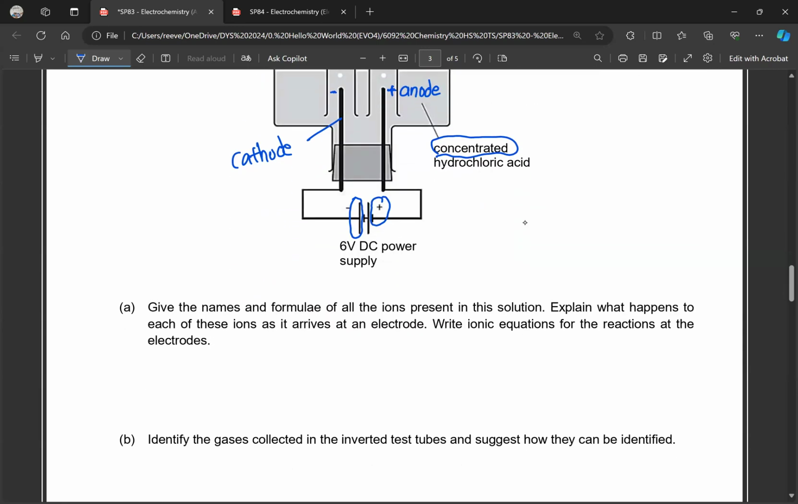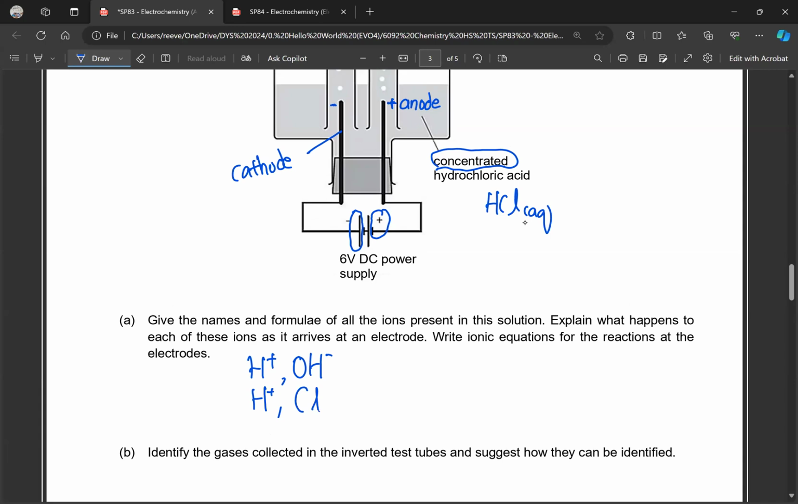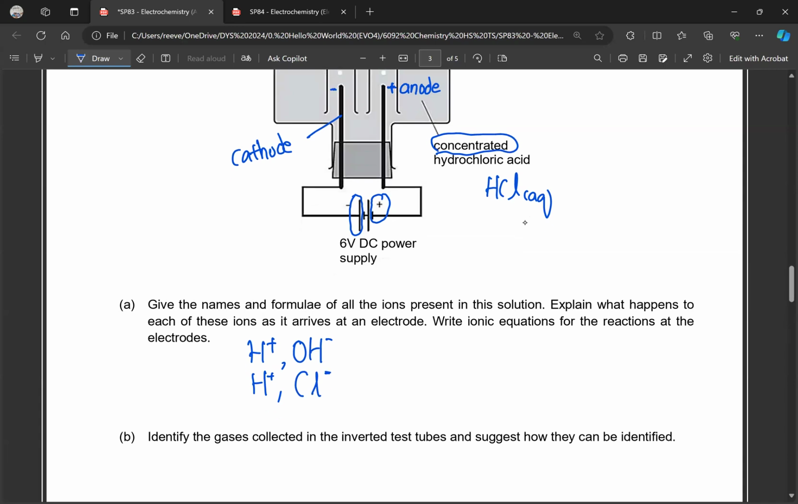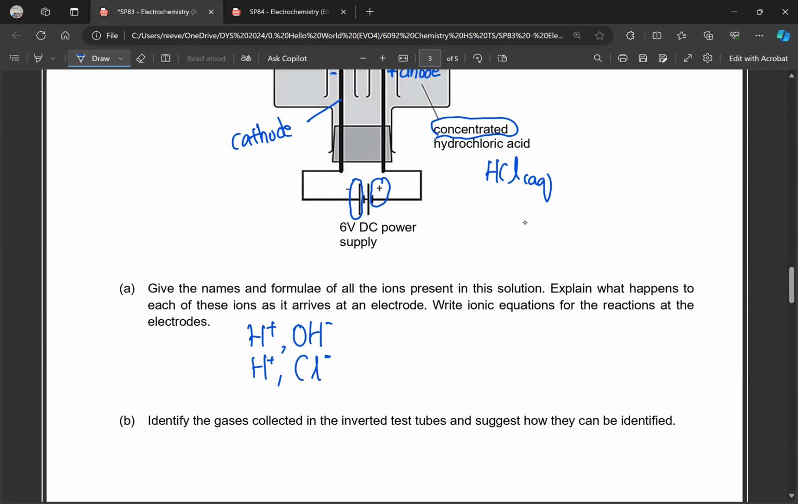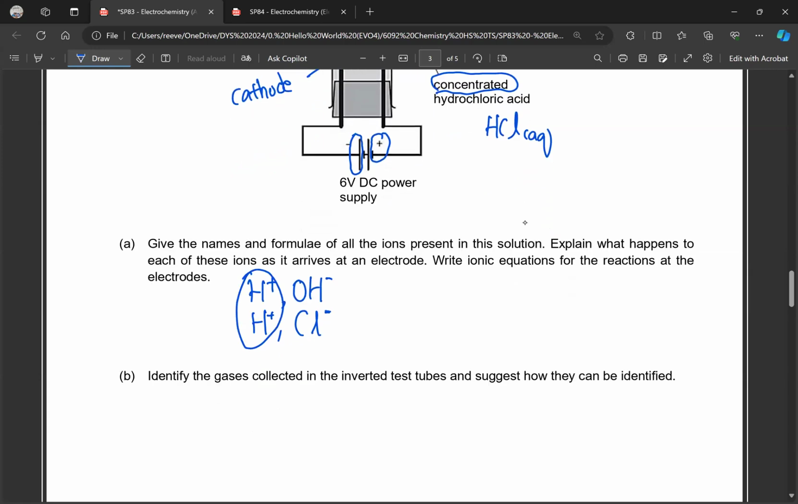Now give the name and formula of all the ions. This one is very simple. For HCl, I'll have H plus and Cl minus from the HCl, and OH minus as well as H plus from the water. But H plus is the same thing, so you can just erase the duplicate. So the answer is: all the ions present are H plus, OH minus, and Cl minus.